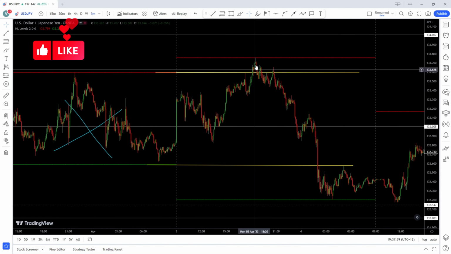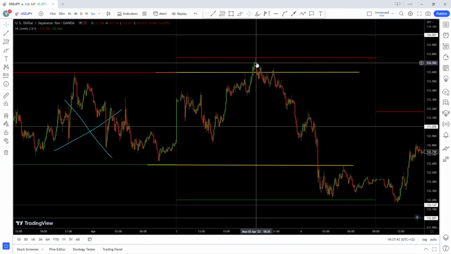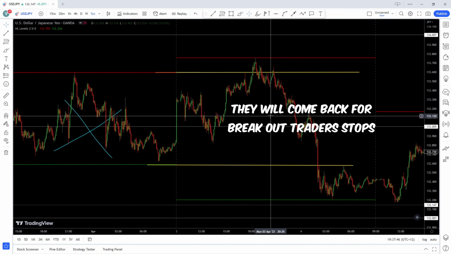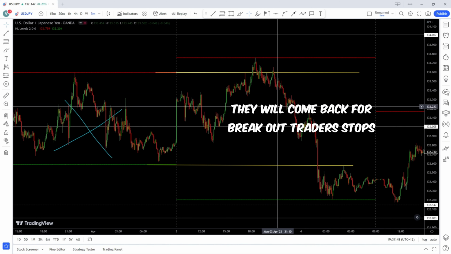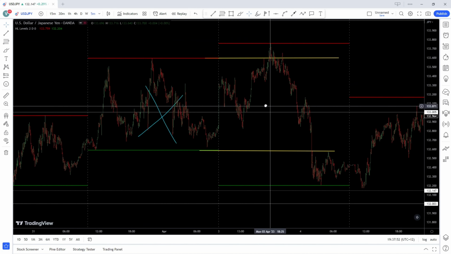So what they want to do is trap breakout traders. They want to get breakout traders into the market, and then they normally immediately reverse the market. As I was saying before, most breakouts fail, and then they'll come back inside the box. What do I mean by the box?